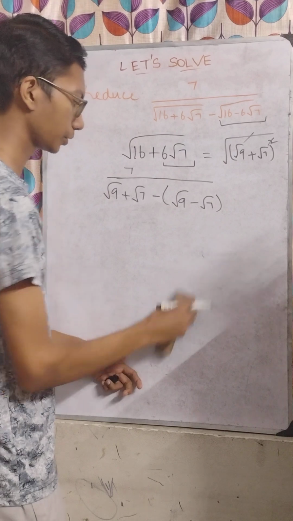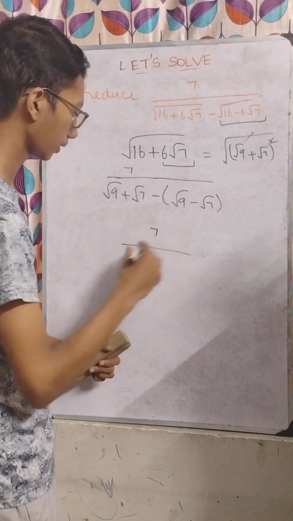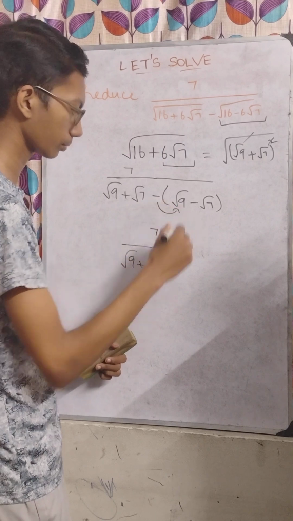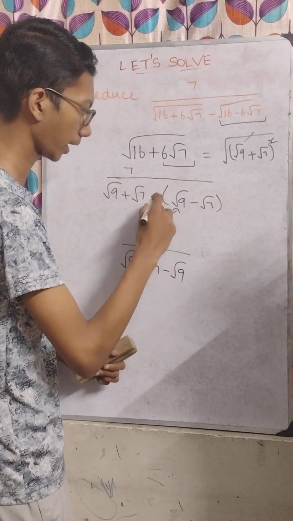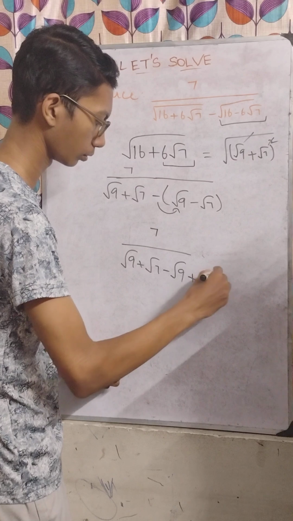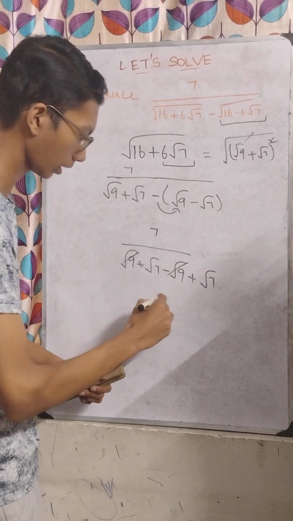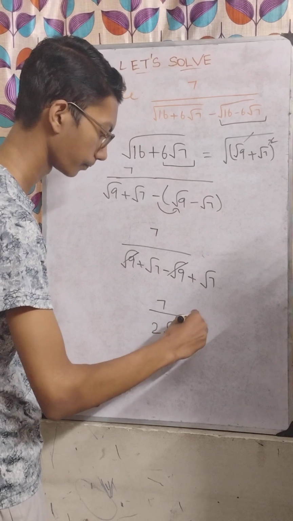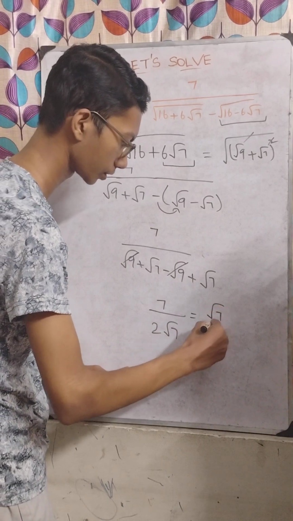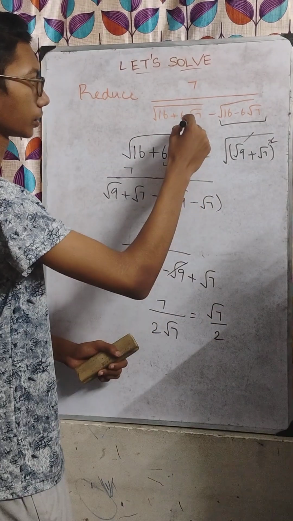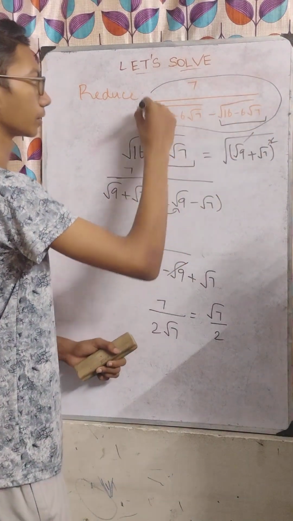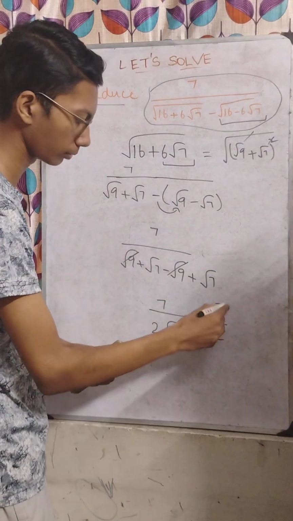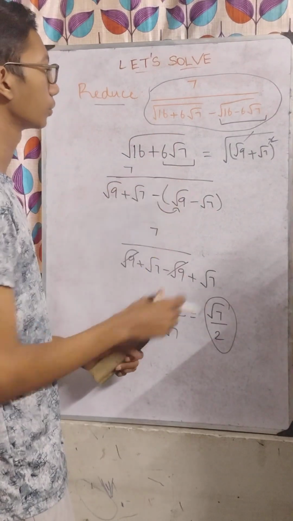Now just simple algebra. So we have 7 by root 9 plus root 7, distributing the minus, minus root 9 plus root 7. So cancel this. We have 7 by 2 root 7. So the final answer is root 7 by 2. So this is the simplest form for this equation. So we have reduced this as asked in the question to root 7 by 2, and that's the reduced form.